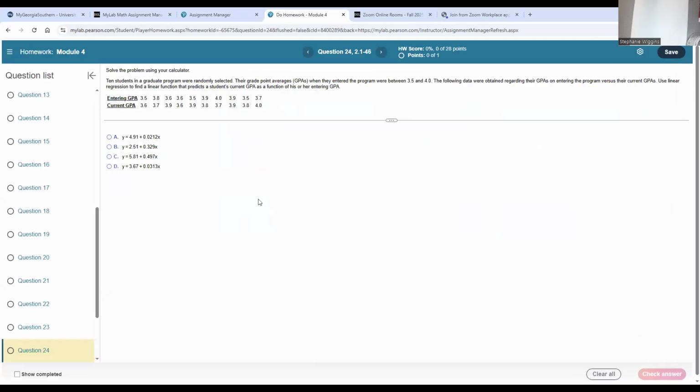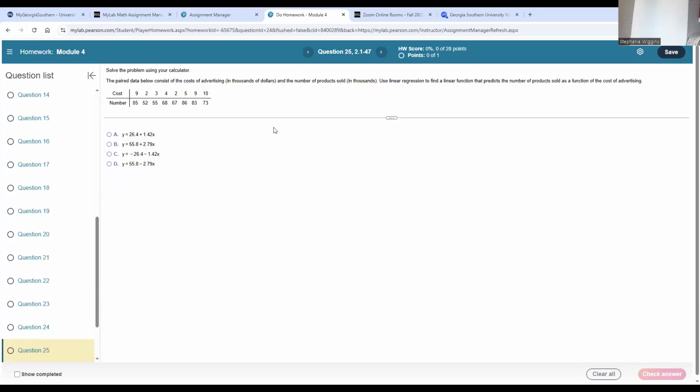Okay, so here we have the homework. And again, look for the words function of. The variable that comes before, so current GPA as a function, these are the function values, which are the Y values, of entering GPA. Those are the X values. Okay, let's look at the next problem.